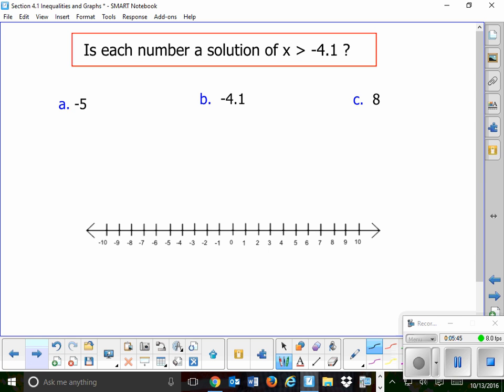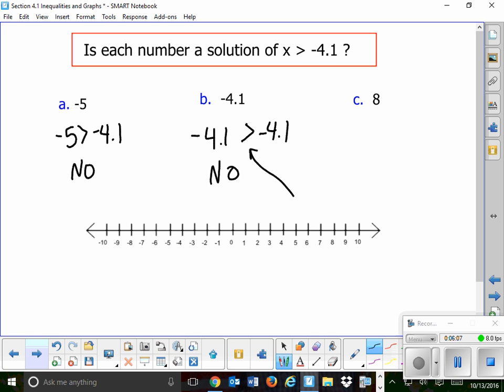I also asked you to do the next one, comparing -5. Is -5 greater than -4.1? The answer is no, it's less than. Is -4.1 greater than -4.1? The answer is no, it is not a solution, because this one does not have the equal to part. And is 8 greater than -4.1? The answer is yes, so that's a solution.